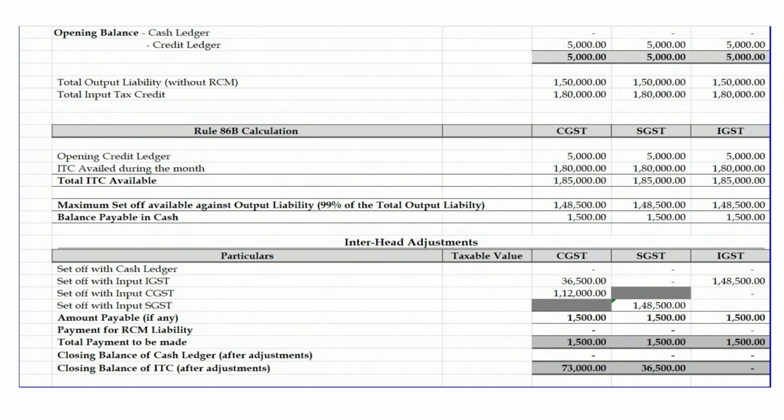So opening credit ledger 5,000 comes from here. Availed during the month comes from here. So accumulated input tax balance is 1 lakh, right? Now maximum set off available against output tax liability. What is our output tax liability? 1.5 lakh. But the government is saying you cannot use the entire 1 lakh. You have to mandatorily use 1% of the tax liability, meaning 99% of the total ITC you can use. So of your 1 lakh, 99% you can use, so 99,000, and 1,000 you have to pay by cash.